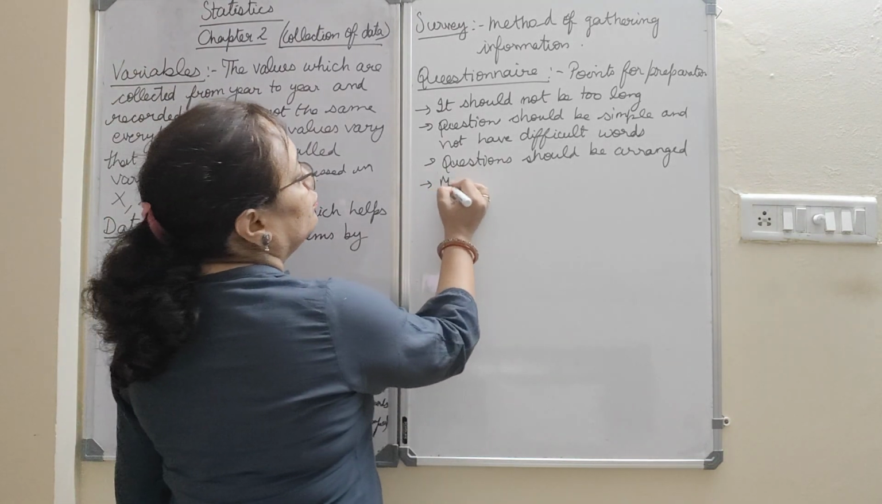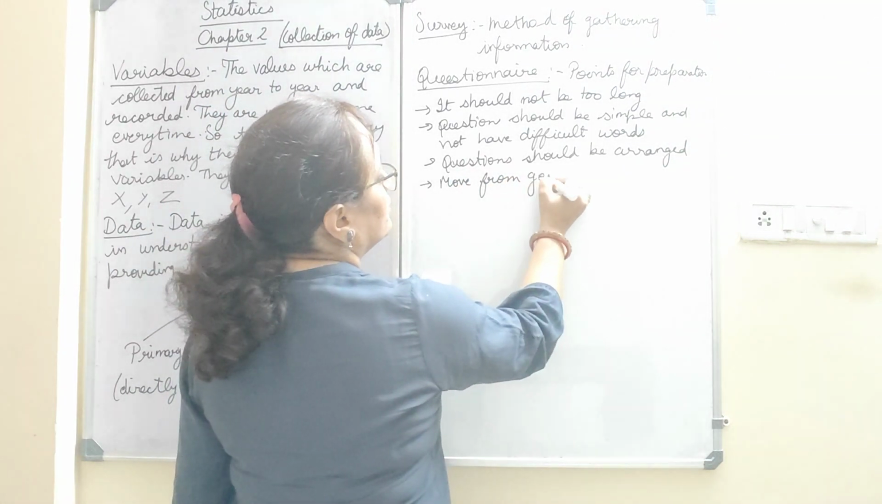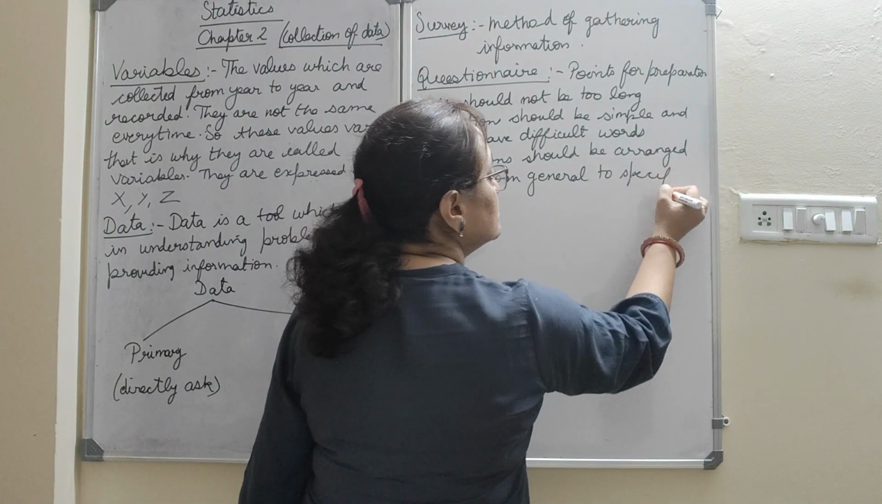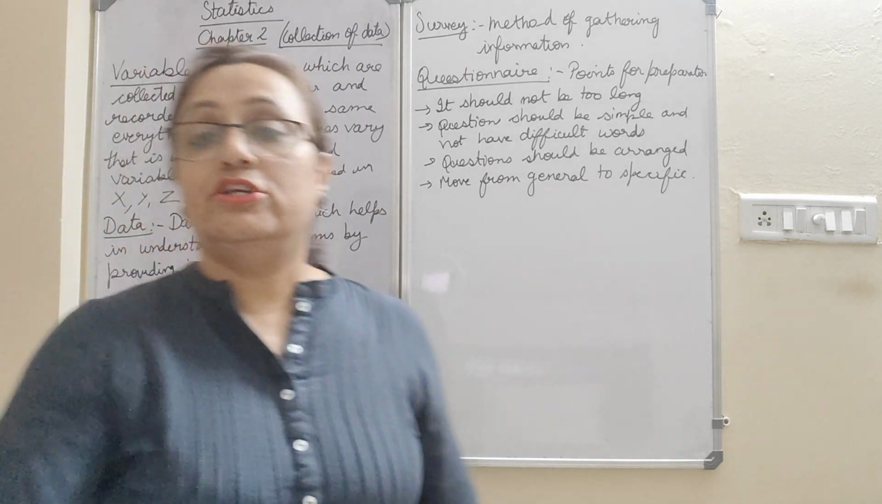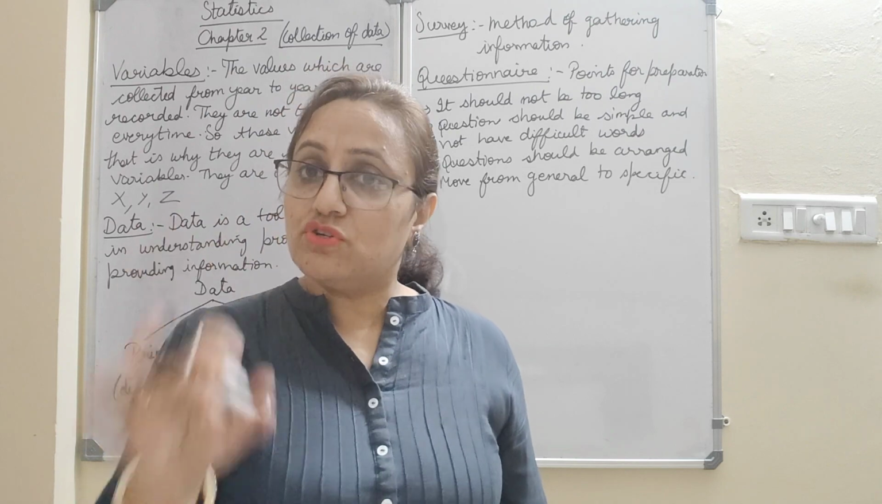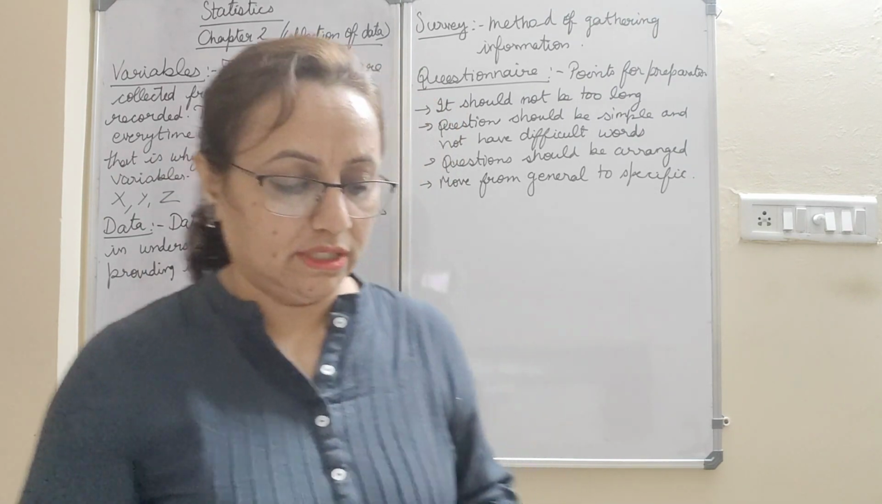Now they should move from general to specific. First of all, in general ask the questions, then ask the individual questions, right? In general, what do you observe around you? What do you feel about it, right? So first of all, general questions should be there, then individual questions should be there.